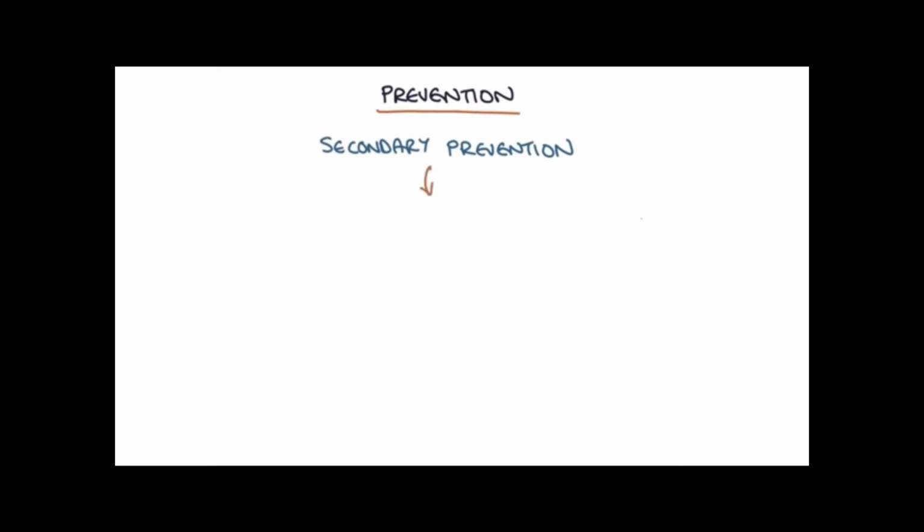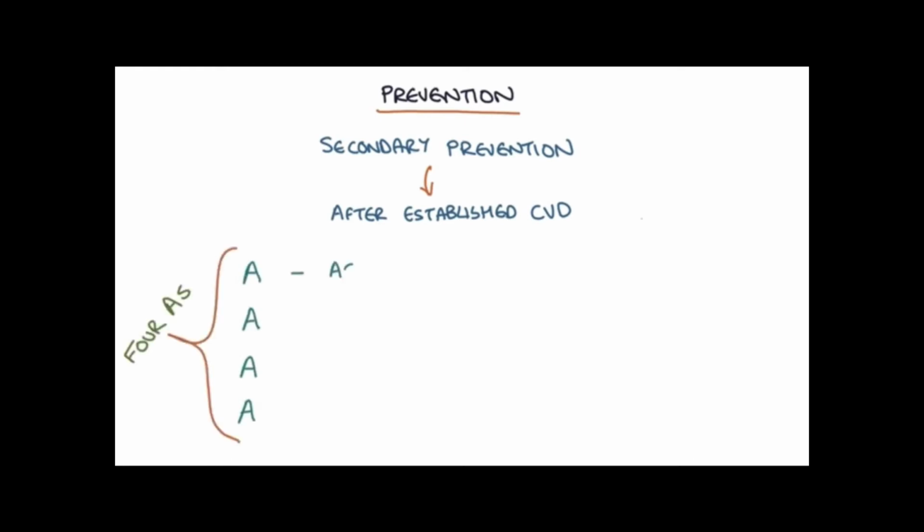Next, let's talk about secondary prevention of cardiovascular disease. And secondary prevention is after they've already had a heart attack, angina, a TIA, stroke, and so on. And the way to remember this is with the 4 A's. So the first A is aspirin, the second A is atorvastatin, and after somebody's had cardiovascular disease, we try and get to 80 milligrams of atorvastatin, compared to 20 in primary prevention.